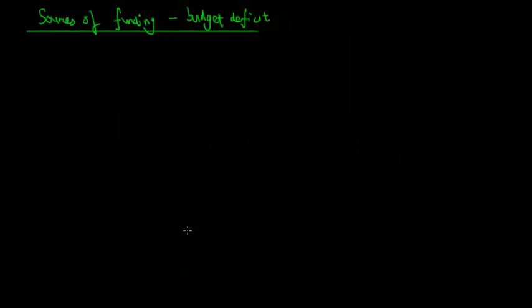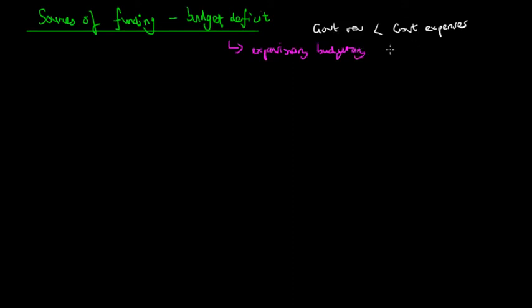We're going to focus on how the government funds a budget deficit in this video. So we know that a budget deficit is when government revenue is less than government expenses. And this usually occurs in times of economic downturn. So when the government tries to stimulate the economy, they're going to use expansionary budgetary policy, which also is a budget deficit. So this is expansionary budgetary policy.